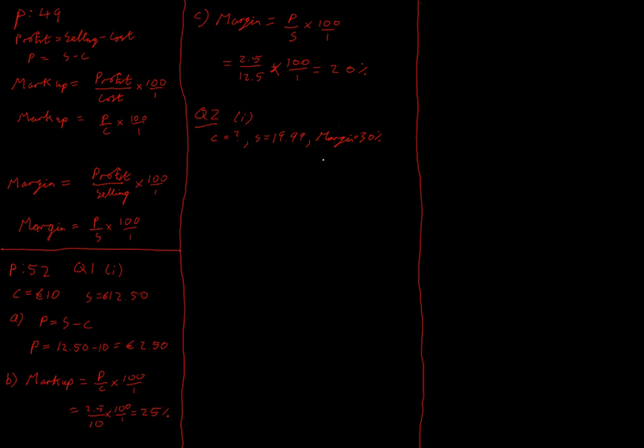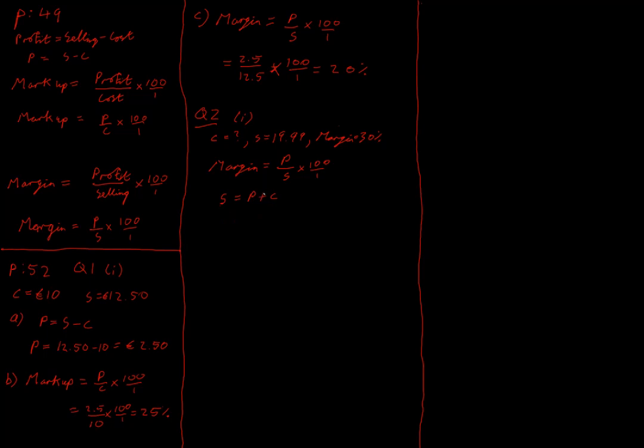Now I'm going to write down any formulas that I know that are connected with the pieces of information that I've got. So now my margin is equal to my profit divided by my selling price multiplied by 100 over 1. I know that. And I also know that my selling price would be equal to my profit plus my cost, which is, if you like, a rearrangement of this formula, or is just simply the definition of our selling price.